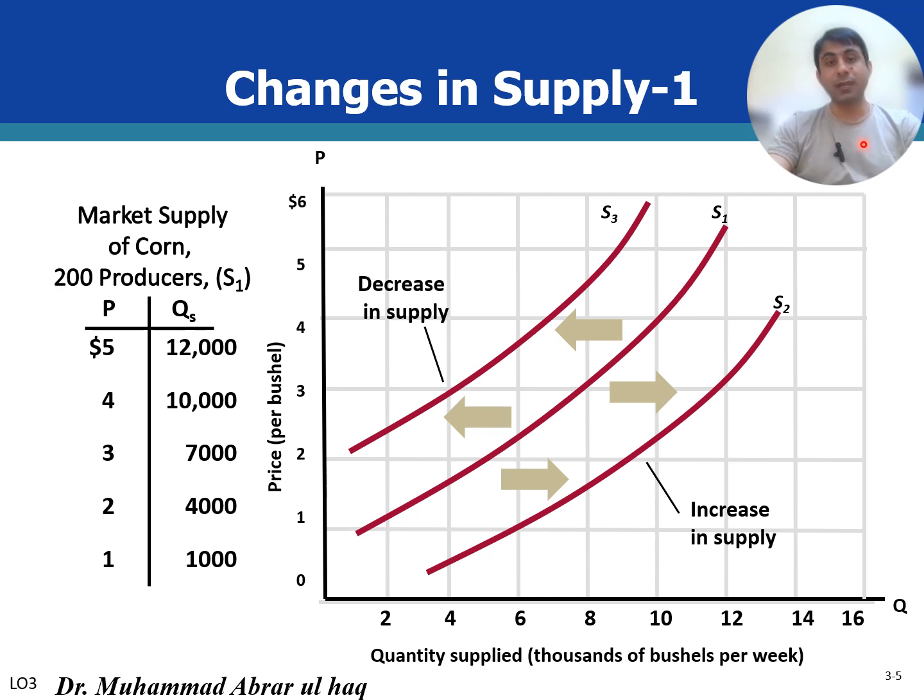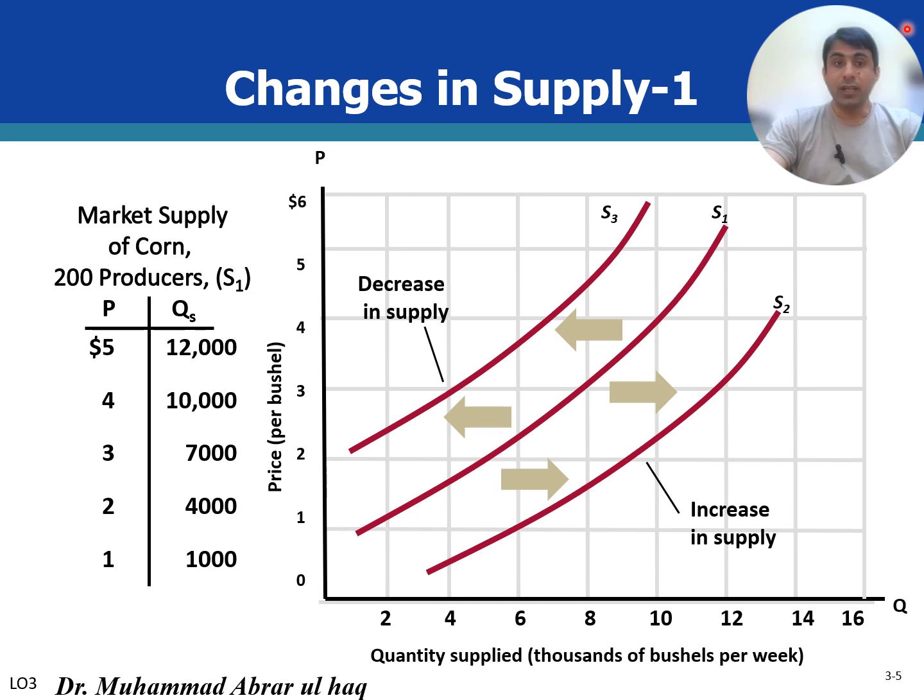An increase in supply, illustrated by a rightward shift from S1 to S2, signifies that at each price level, the producers are now capable of and willing to supply a greater quantity of goods and services. This shift could result from lower production costs due to technological improvements, favorable weather conditions for agricultural products, or an increase in the number of producers entering the market.